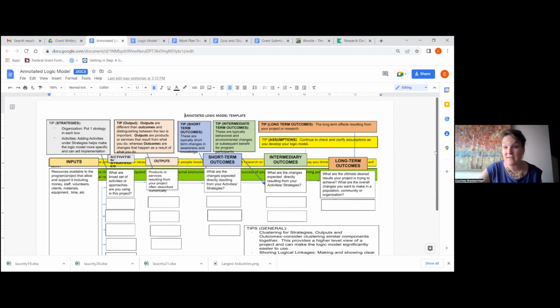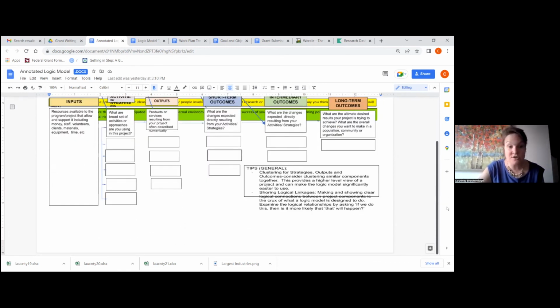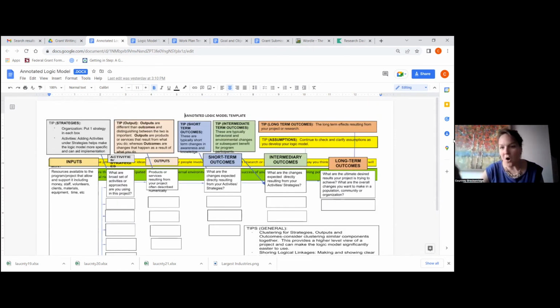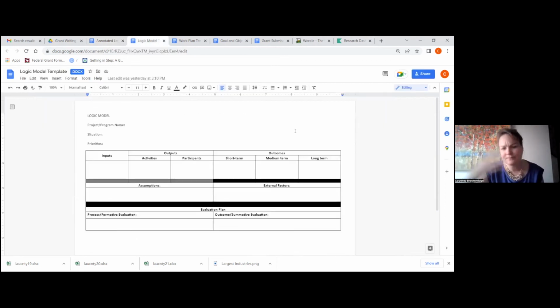Everybody's super fun. And then they want you to break these into short term, middle term, long term. All of this may not be required. I actually prefer work plans to logic models, but I wanted to give you an example of both because sometimes you see both. And this template here is a little different even than the annotated model, but again, it's giving you a space to just begin putting down these thoughts.